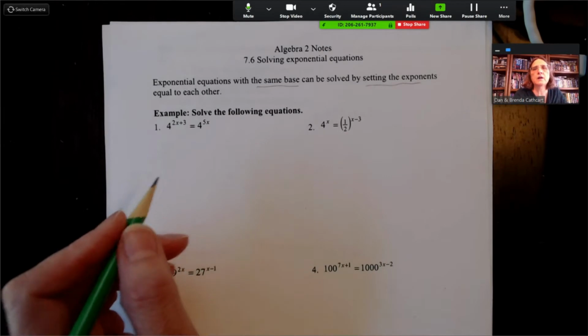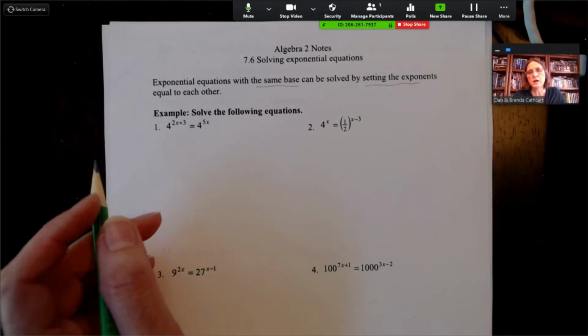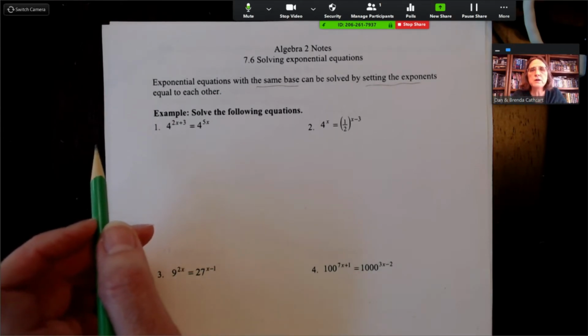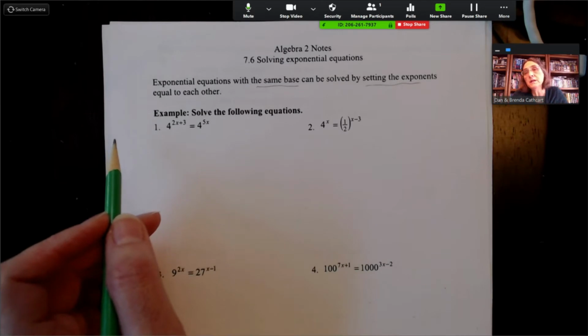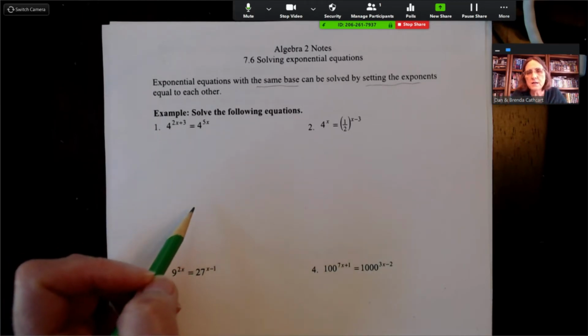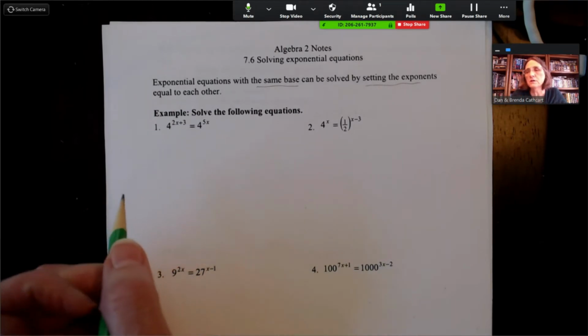Today we're going to be doing an Algebra 2 class on solving exponential equations. We're going to be looking at two types of exponential equations. The first type is where equations have the same base, or that we can write as having the same base. The second type is where we have a single exponent and we have to use logarithms.